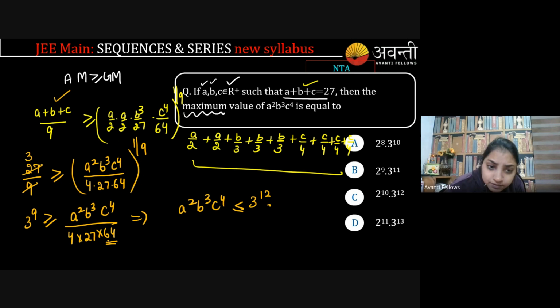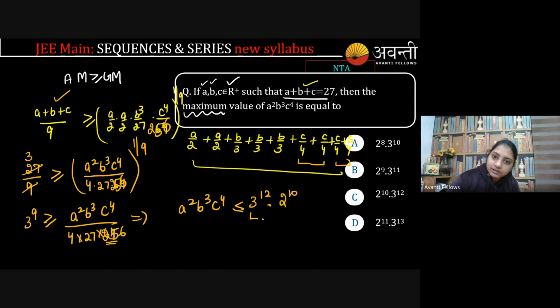So it must not be 64. 4 into 64 is 256, it was written wrong. Right? So it was 256. 256 means 2 raised to power 8, and with 4 it means 2 raised to power 10.